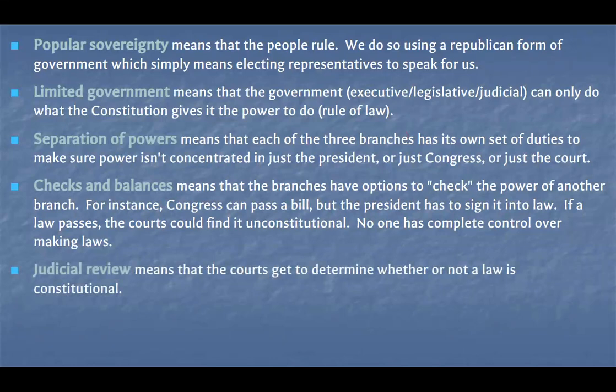Judicial review means the courts get to decide whether or not a law is constitutional. This was established in the court case called Marbury versus Madison, and originally the Supreme Court was a court of original jurisdiction, which meant that they heard cases when they were tried for the first time. Eventually, however, the majority of the court's cases became what we call appellate cases, or cases on appeal. It's someone who has a question about the legality or the constitutionality of a law, and they bring it to the Supreme Court. And the Supreme Court looks at the Constitution and gets to determine whether or not it is constitutional.